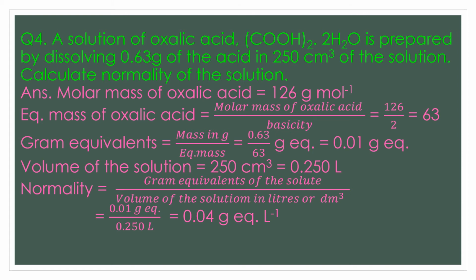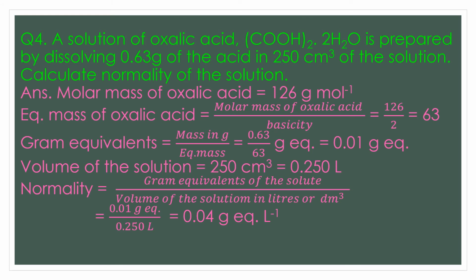So molar mass is 126 divided by 2, so we are getting equivalent mass as 63. I hope you know basicity. It is the number of displaceable H+ ions present in one molecule of acid. After that we have to find out the number of gram equivalents.